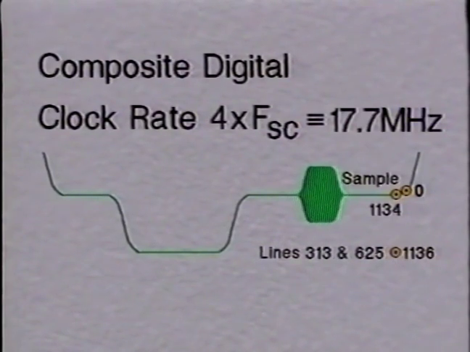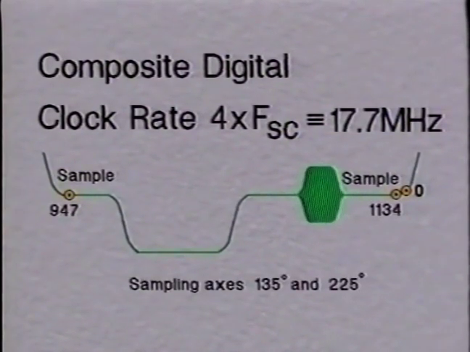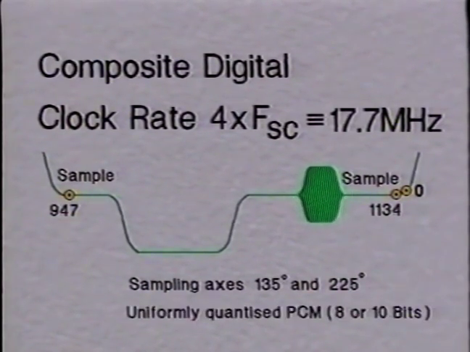These extra samples realign the sampling pulses which have been displaced by the 25 Hz offset, the number of samples per active line being 948, 0 to 947. The sampling axes are 135 and 225 degrees, and the sampling is either 8 or 10 bits of uniformly quantized PCM.